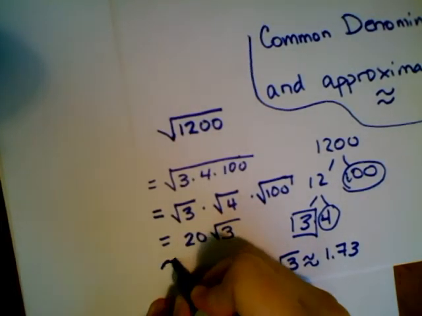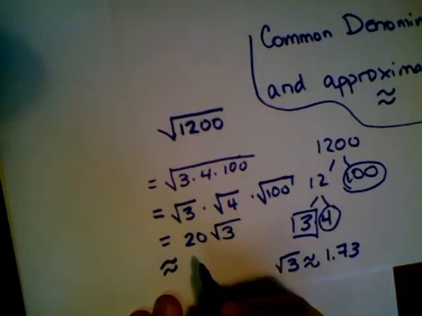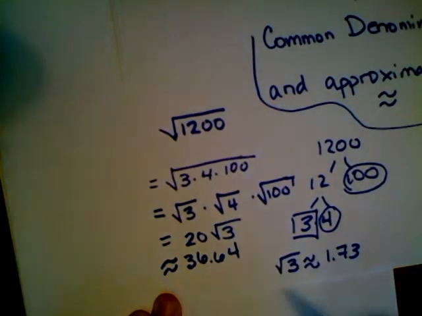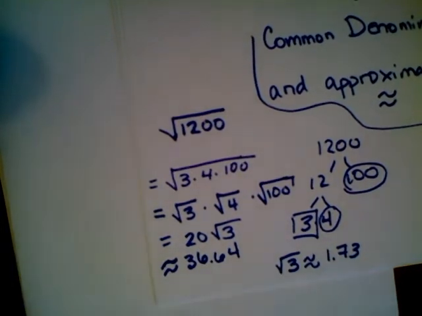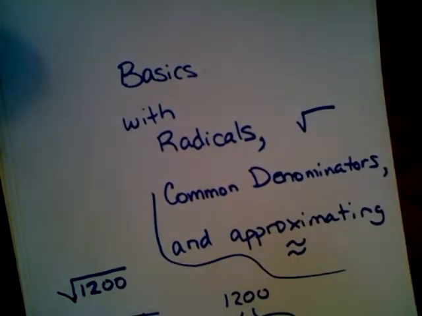So if we want to place an approximation to the product 20 times the square root of 3, we would take the square root of 3, multiply by 20, and I get something on my calculator close to 36, and I'm going to round it to the nearest hundredth. Okay, let's continue with some more basics.